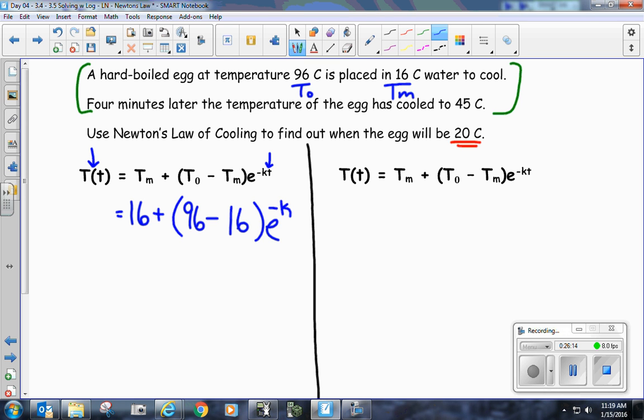Yeah, 4 is the time. This is our time. And then what else do I have? 145 feet. Yeah, it's T of t. That's your ending temperature. Remember, I have the egg at 96 and it's 45. It should equal the cooling temperature. It's Newton's law of cooling, right? 45.